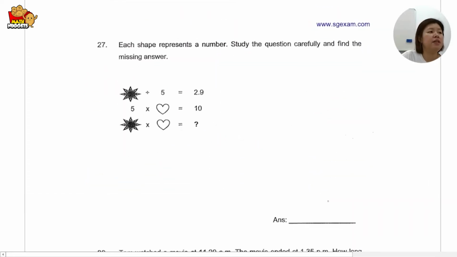Okay, each shape represents a number. So you study here and find the missing number. So let's start with the first one. A sun divided by 5 is 2.9. So in order to find the sun, I need to work backwards, which is 2.9 times 5. Which will give me 14.5. So this is 14.5.